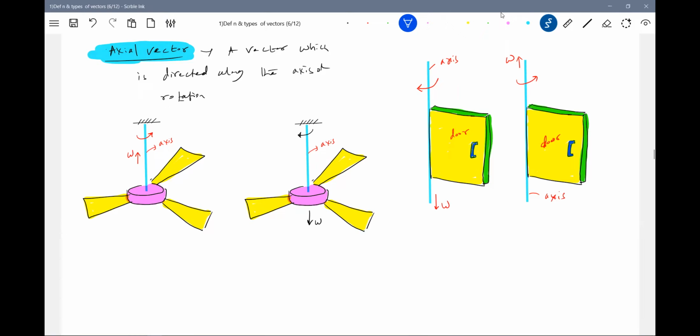So like this, we have many axial vectors, of which one is angular velocity. I'm giving an example. Omega is called angular velocity. It's an example of axial vectors.